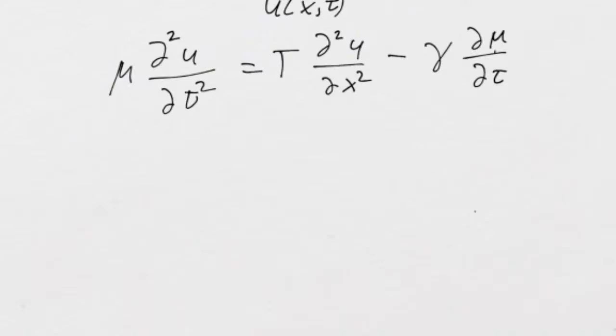So let's see, how will I proceed? I'm going to do a little bit of a warm-up here. I think the first thing I'm going to do is clean up the notation. So we're going to go with mu u_tt equals tension u_xx minus gamma u_t, right?